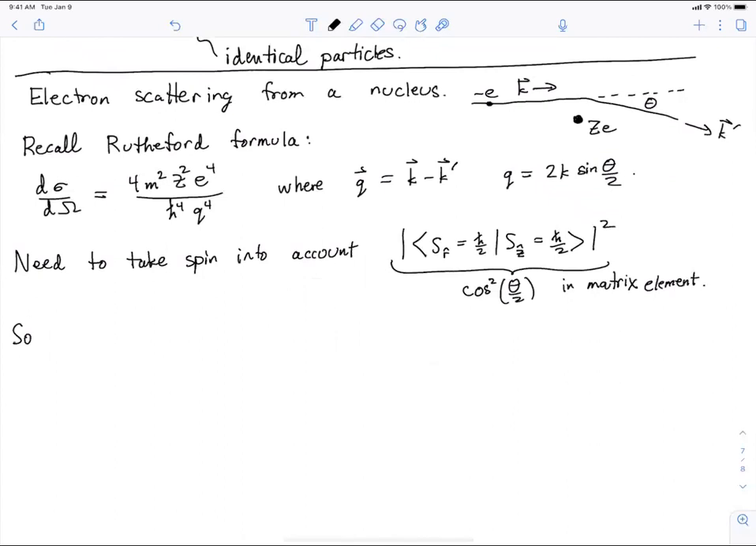And so then you can write down the differential cross-section as this. So I'm going to translate my q to the 4th into energy just to make it look more like Rutherford scattering the way we originally wrote it. And the only difference is I've got this extra factor of cosine squared theta over 2.